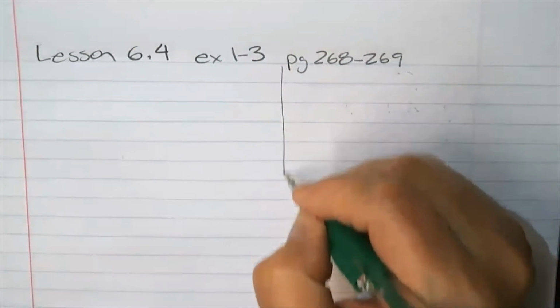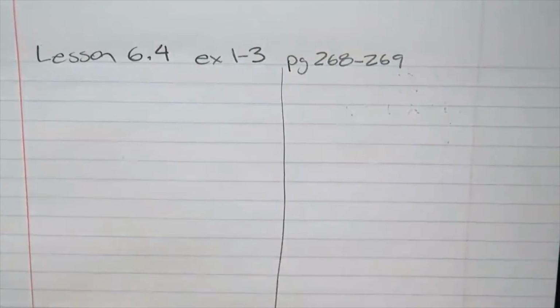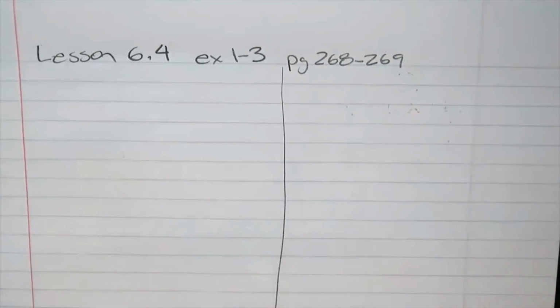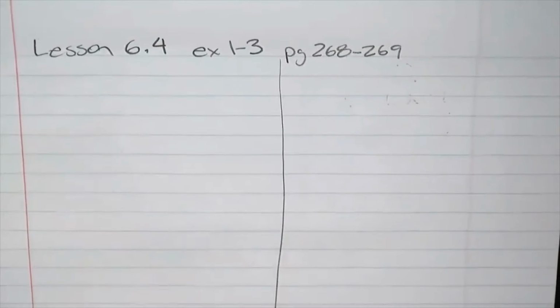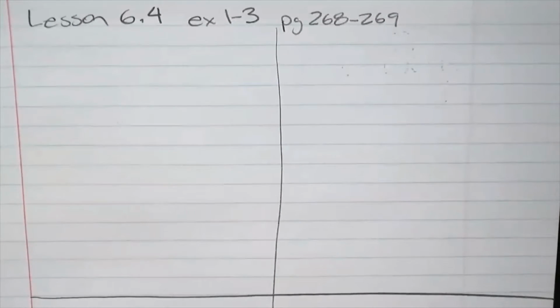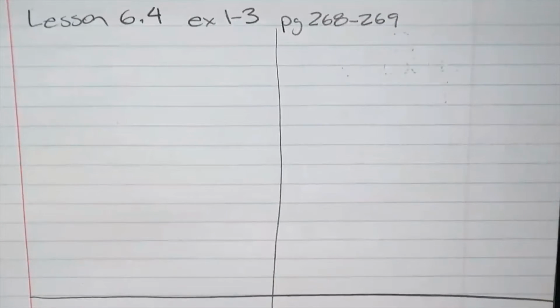Now, everything you see is a function. Every input has only one output. Every X has only one Y. So everything you're going to see is a function. We need to decide, is it a linear function or a nonlinear function?